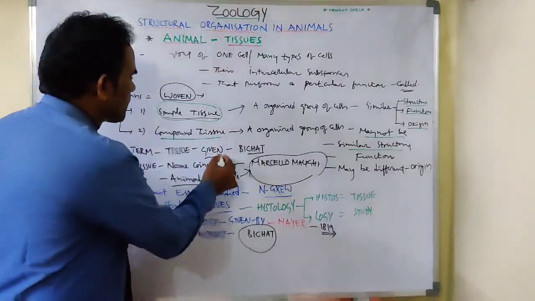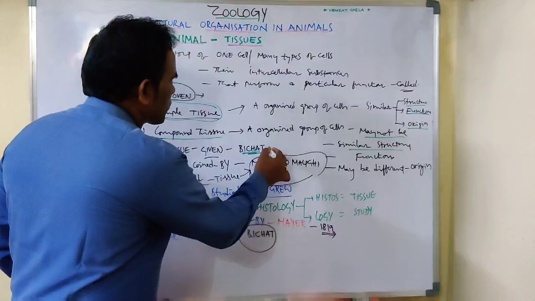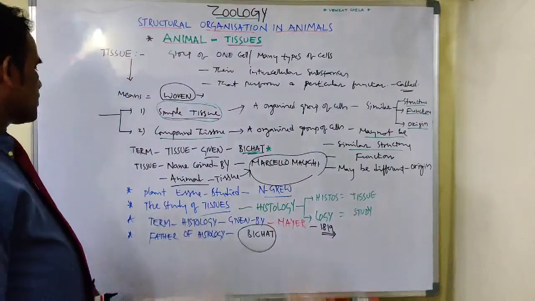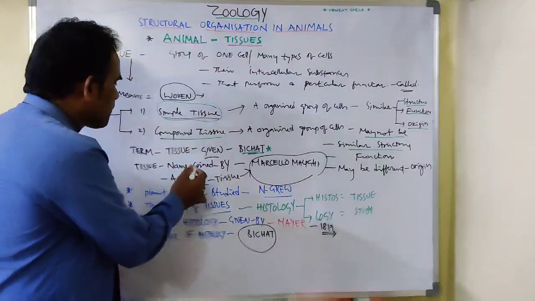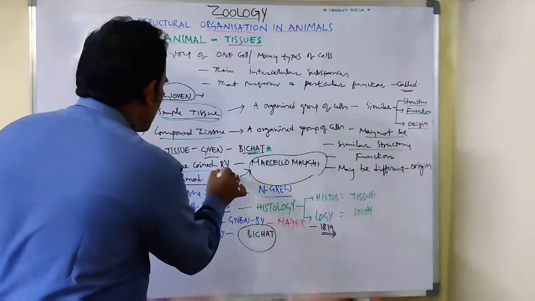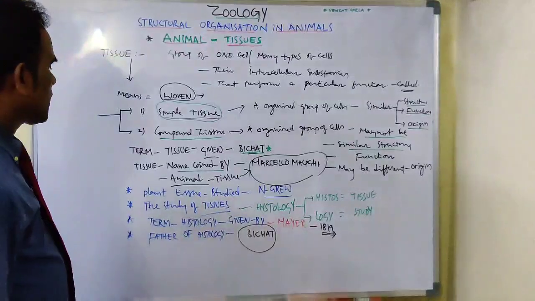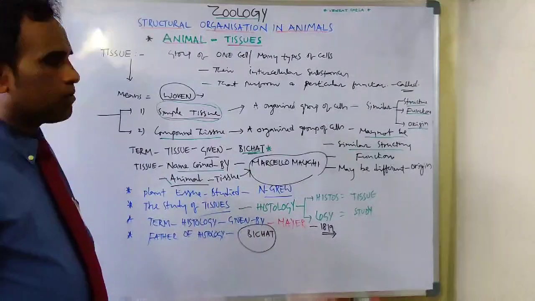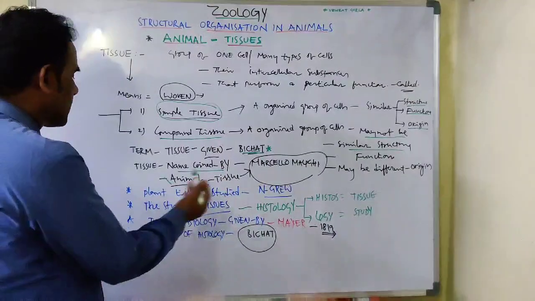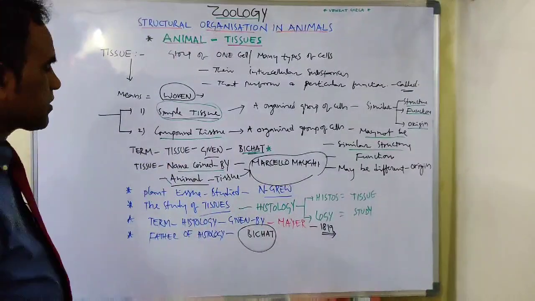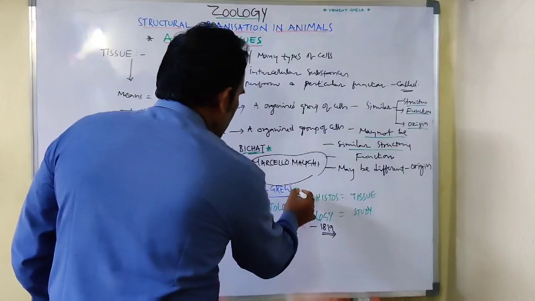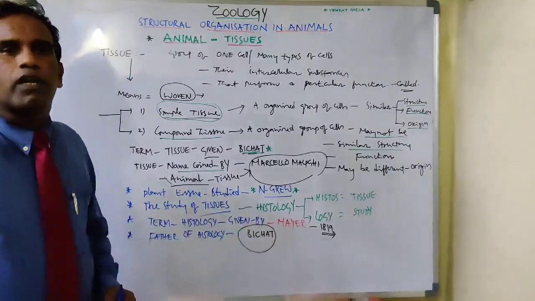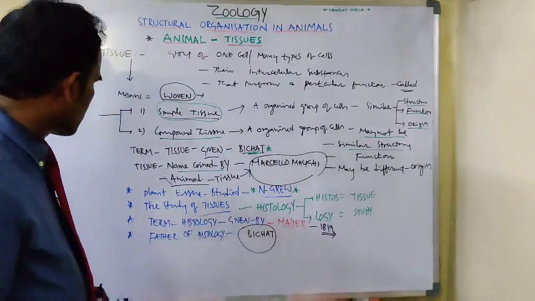The term tissue was given by Bichat, a physiologist and anatomist. The term animal tissue was coined by Marcello Malpighi. And coming to the plants, the plant tissue was first studied by Grew. He is one of the anatomists and physiologists.